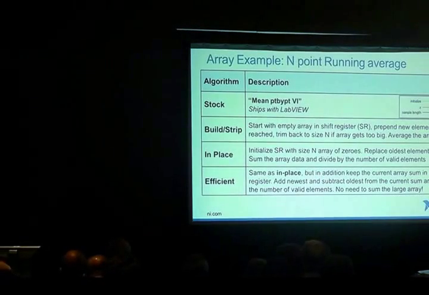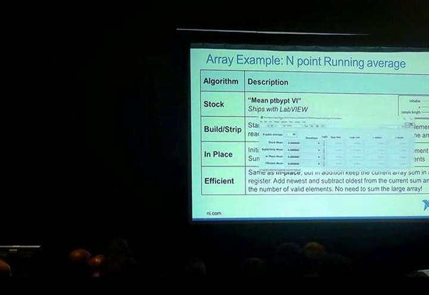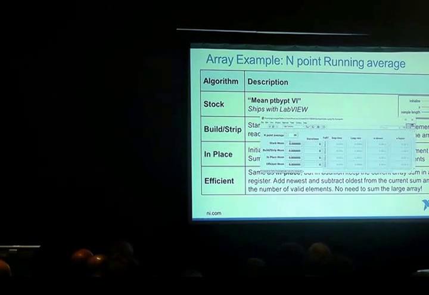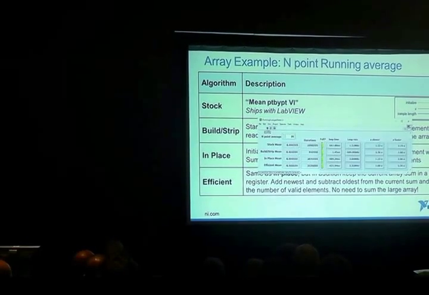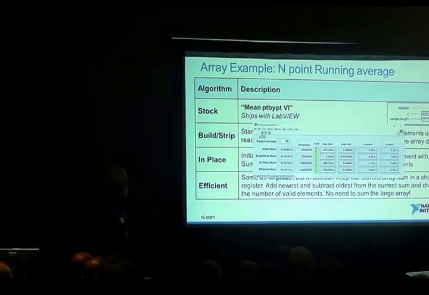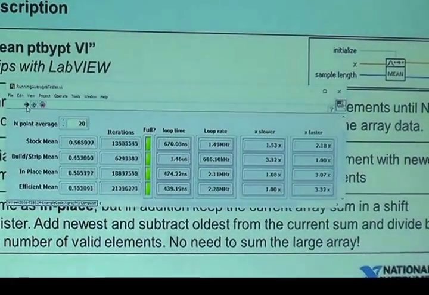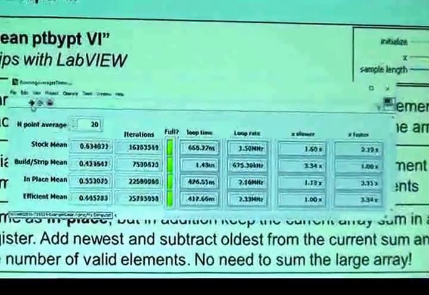So many projects open here. Okay. Okay. So here I have running averages, and you see the average. For this is for 20 elements, they're all about the same speed, right?